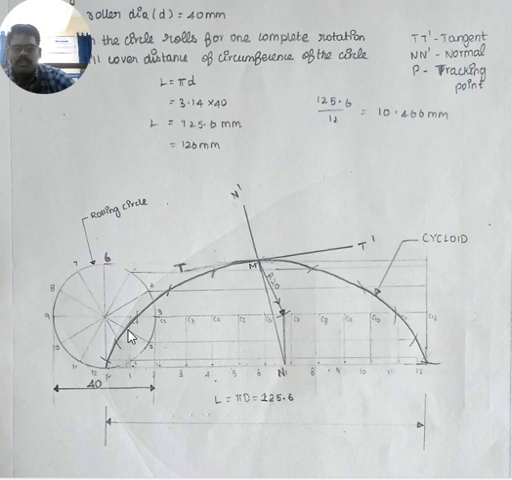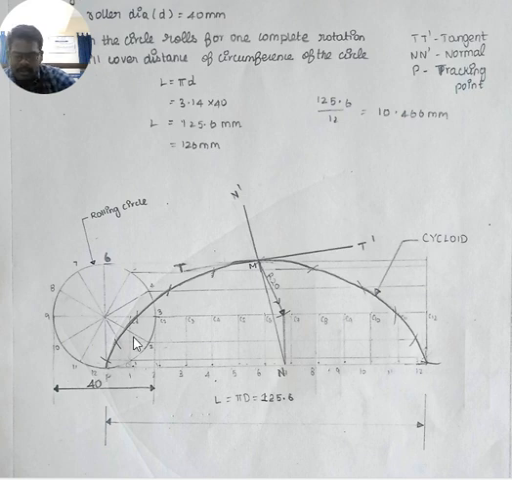For that, you have to divide this baseline into 12 equal parts. So 125.6 divided by 12, you will get some value. It may be 11 mm or 12 mm. Here it comes as 125.6 divided by 12 equal to 10.466 mm. We can round it and take it as 10.5 mm. So by taking 10.5 mm as the distance, you have to mark on the baseline. Give the numbering as 1, 2, 3, 4, 5, 6, 7, 8, 9, 10, 11, 12.